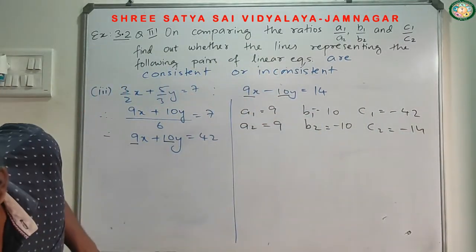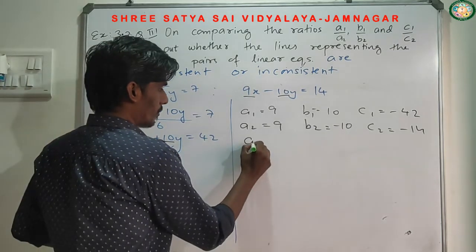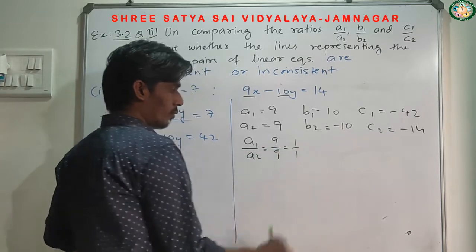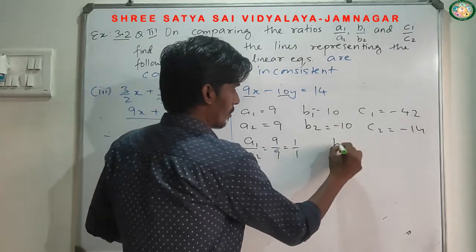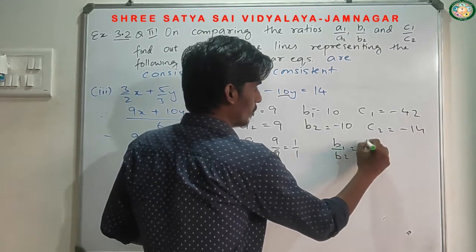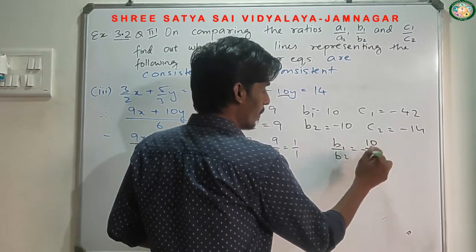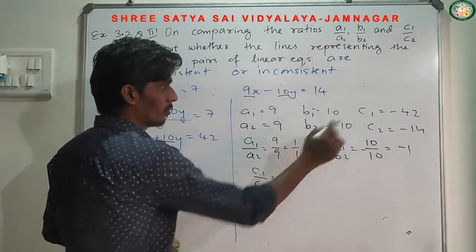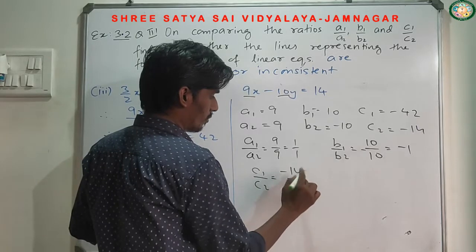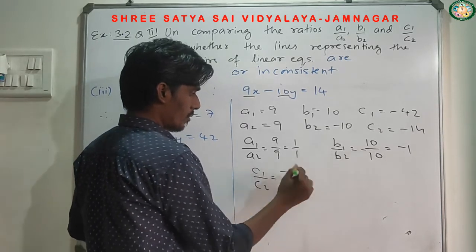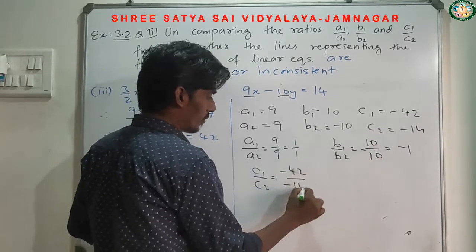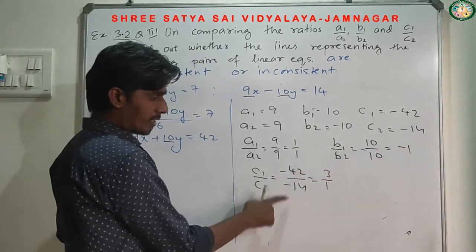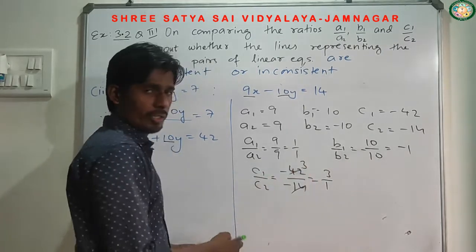Let me check the sign. It's plus. So A1 upon A2 is what? 9 upon 9 means 1 upon 1, or you can write 1. B1 upon B2, 10 upon minus 10, that is minus 1. C1 upon C2, that's minus 42 upon minus 14. Minus minus get cancelled. It's 3 by 1. 14 3s are 42.